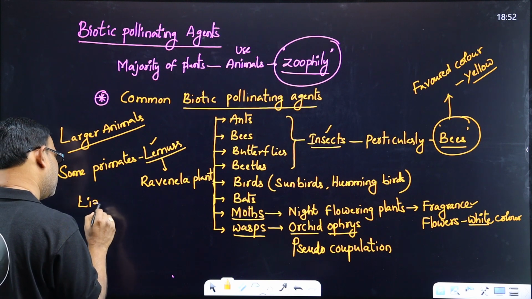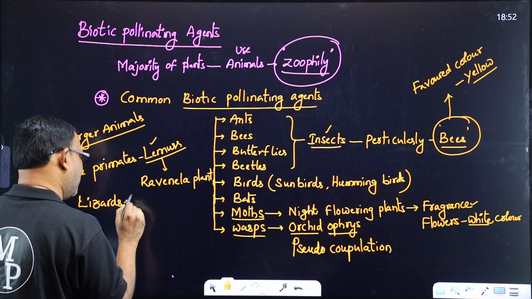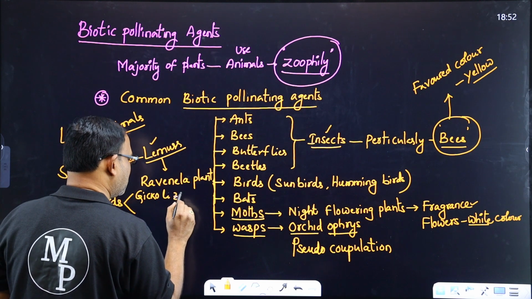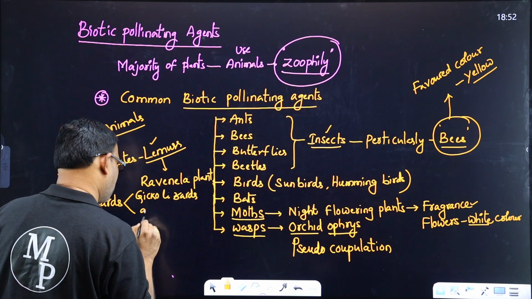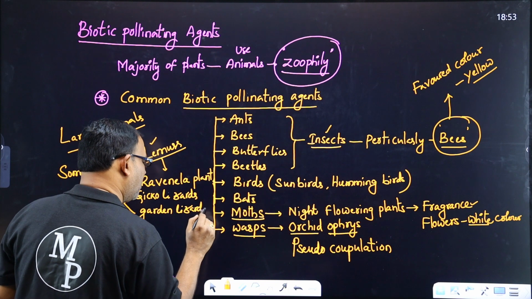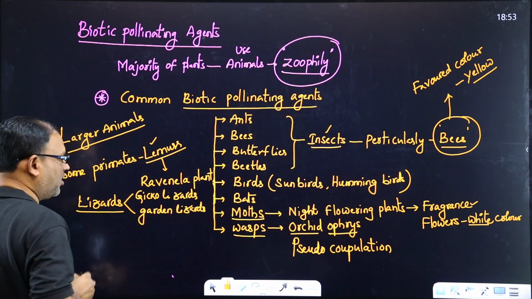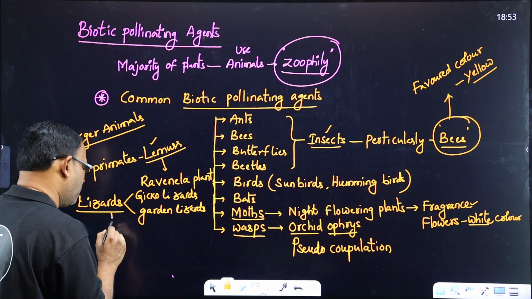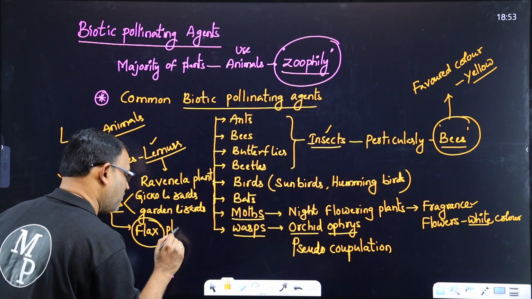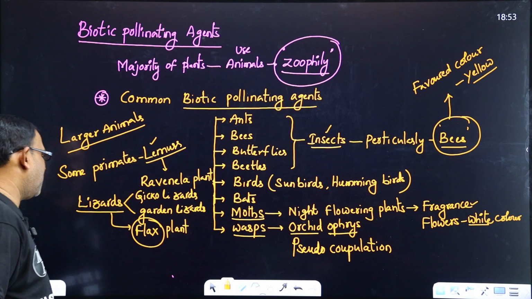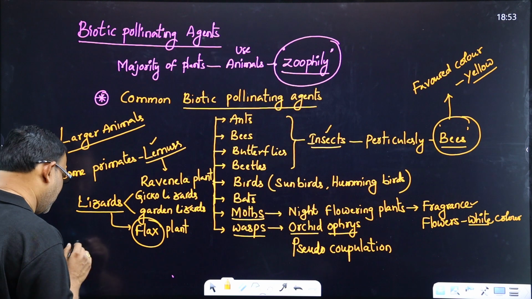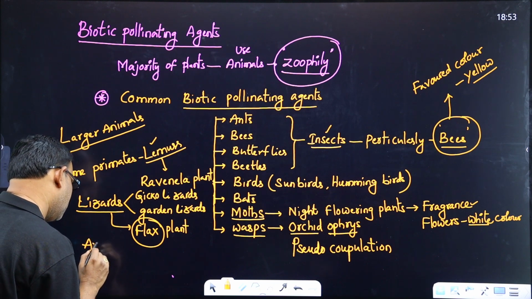Next, lizards. Lizards are gecko lizards and garden lizards. They are also involved in pollination. The best example is the flax plant, which is pollinated by lizards. Important. Next, arboreal rodents.